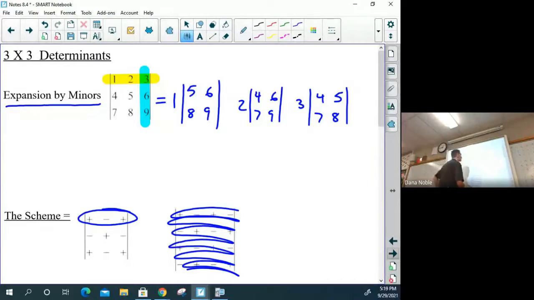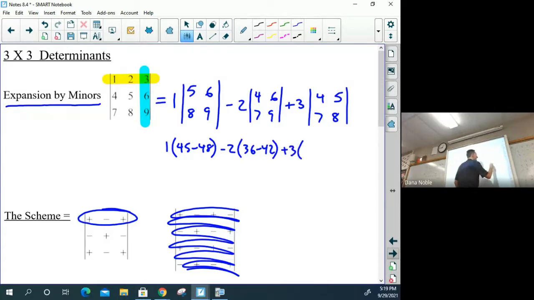All right. So the plus minus plus, as you can see right here, it depends on whatever row or column. Using row 1, we're going to have a plus, then a minus, and then another plus. Okay, and you can see they're filling in a little bit faster now. So now we go ahead and apply the rules from the previous page, in which we're going to do AD minus BC. So we're going to have 1 multiplied by 45 minus 48, minus a 2 multiplied by 36 minus 42, and then plus a 3 multiplied by 32 minus 35.